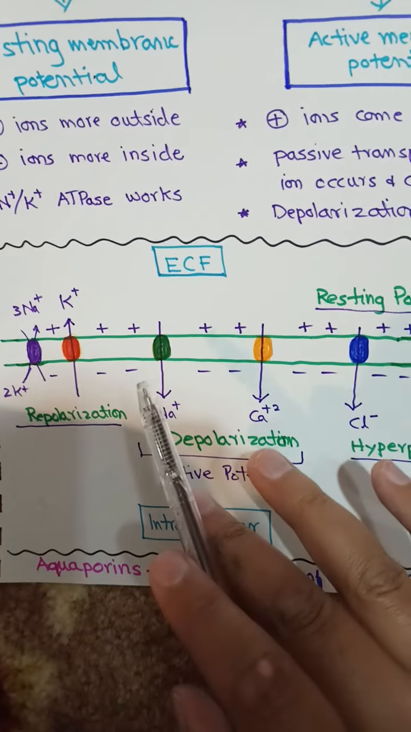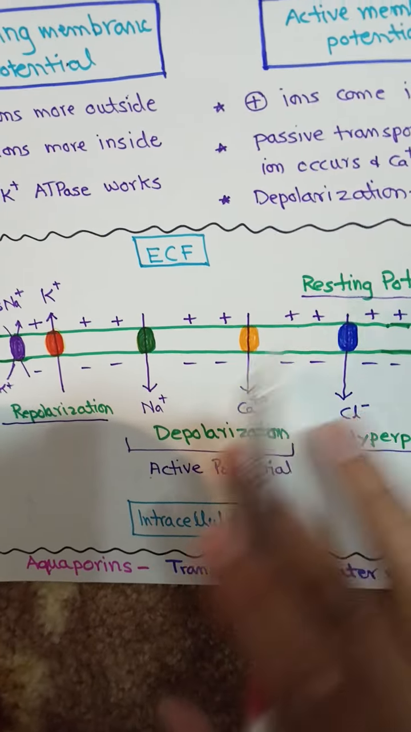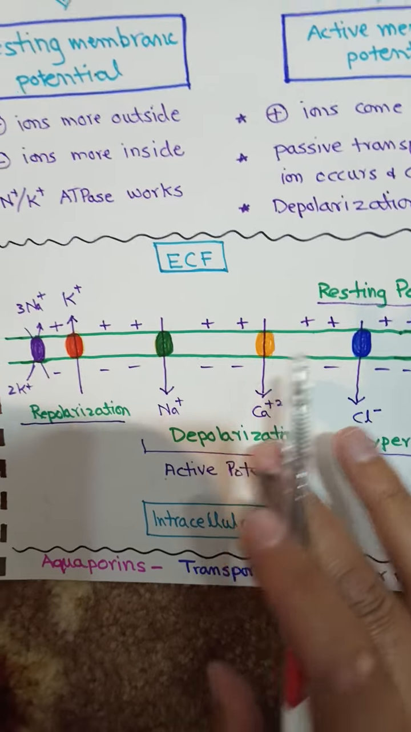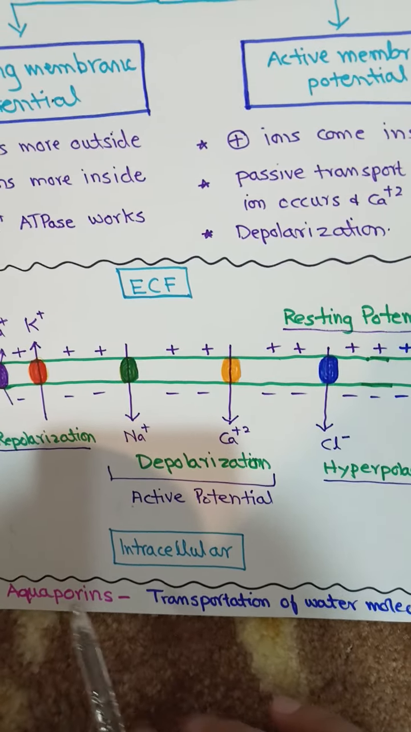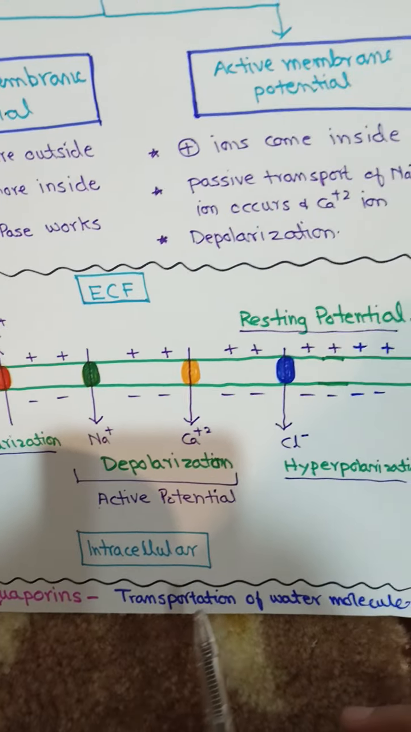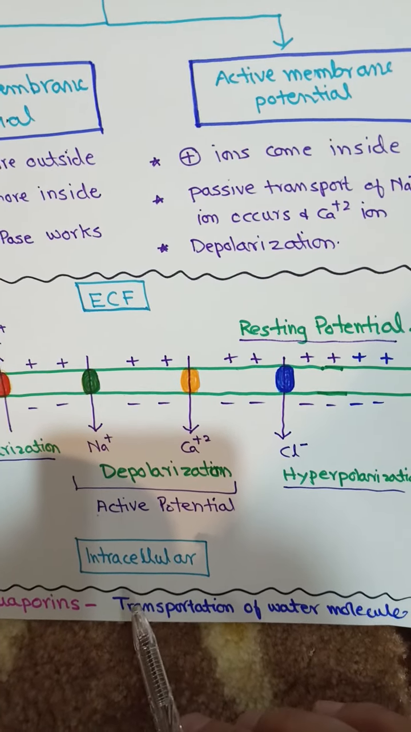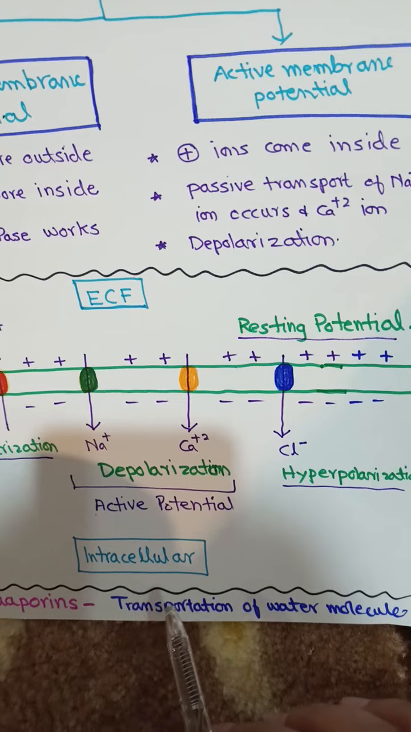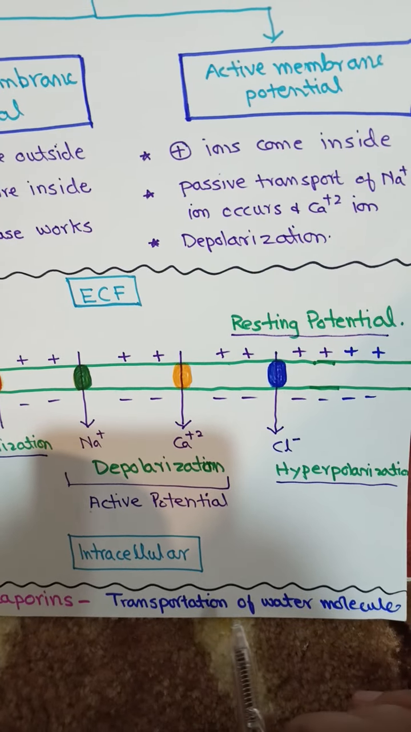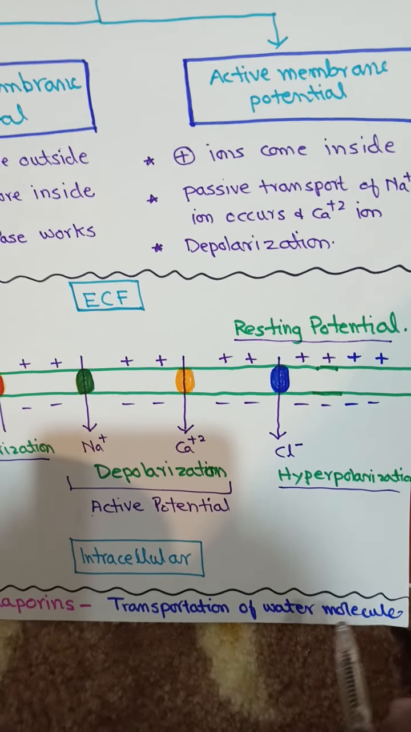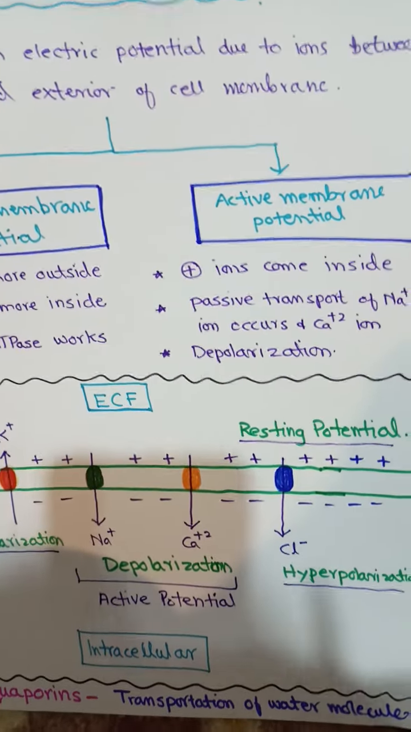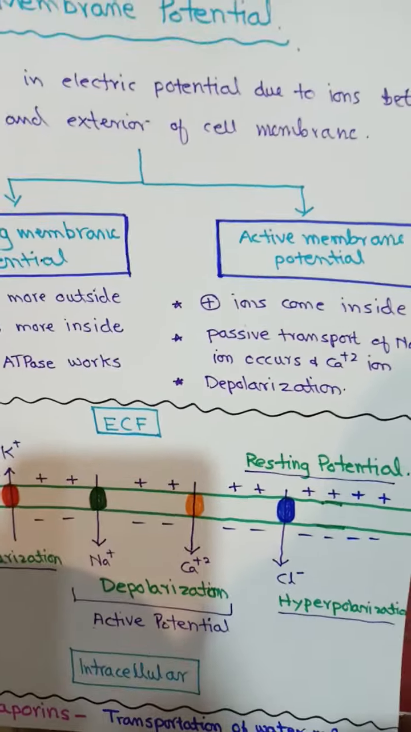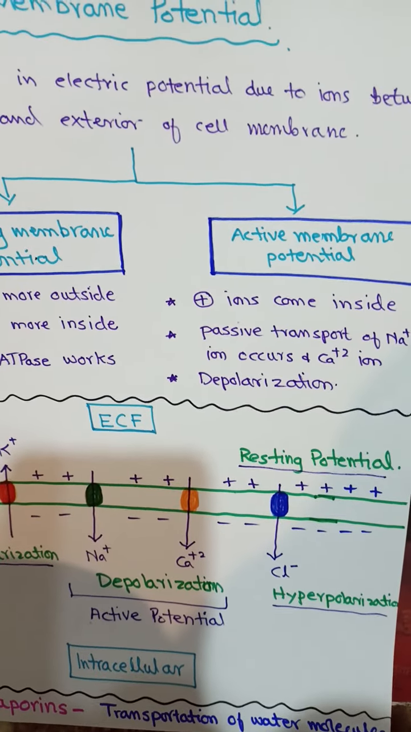So ion channels are also important in membrane potential and the transmission of nerve impulses. And the last one is the aquaporins. Aquaporins are ion channels or transmembrane proteins that are involved in the transportation of water molecules across the cell membrane. So today we studied all kinds of electrolyte transportation and balance.